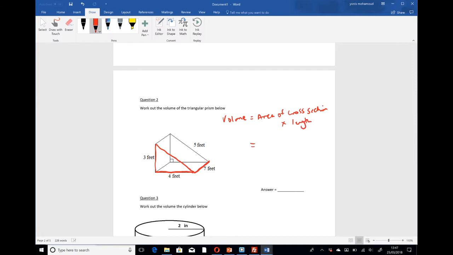So the area of the triangle is 4 times 3, which is 12, divided by 2, which is 6, times the length, which is 7. So your final answer is 42 feet cubed. So 42 feet cubed.